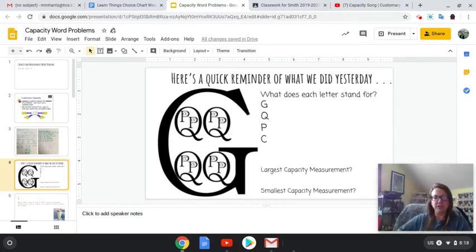And on yours, you should have, what is our largest capacity measurement? The biggest one, going to be like a gallon of milk. Remember when we go to the store and get the big gallons with the handles? And our smallest capacity, not fluid ounces, what do we use? Cups. Great job. Now today we start with capacity word problems. So we really need to think about this to make sure our answers are reasonable.